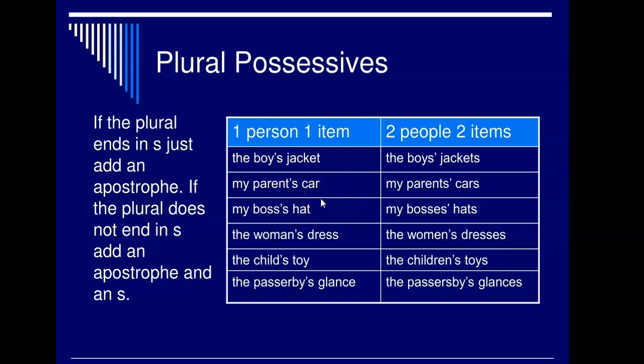My parent's car, one person, one item, one parent and one car, yes? Two people, my parents' cars. My boss's hat, my bosses' hats. The woman's dress, the women's dresses. The child's toy, the children's toys. The passerby's glance, the passersby's glances.